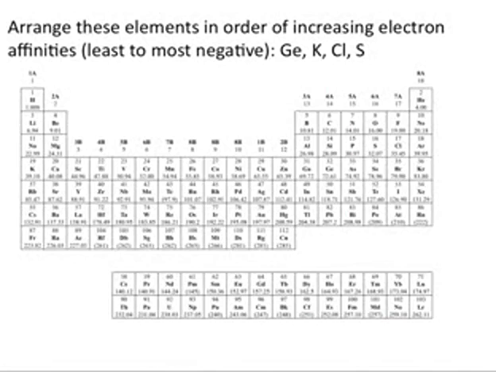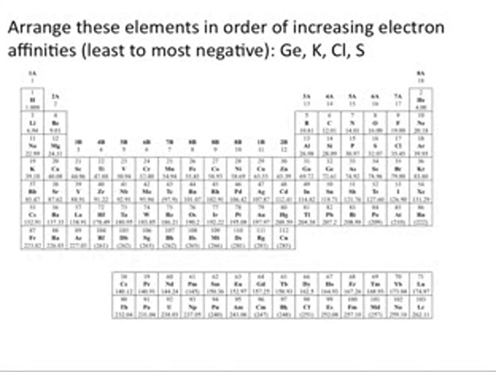Let's look at an example problem. Arrange these elements in order of increasing electron affinity. So from least to most negative electron affinity values: germanium, potassium, chlorine, and sulfur. Remember that in general, electron affinity values don't vary much in the vertical direction on the periodic table, but they become increasingly more negative as you move from left to right across the periodic table.